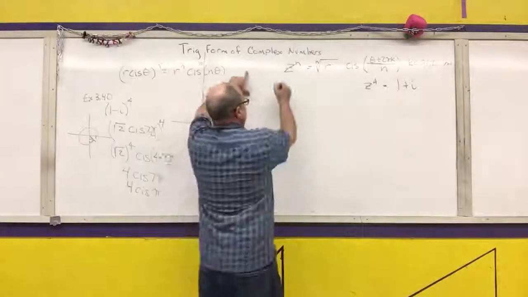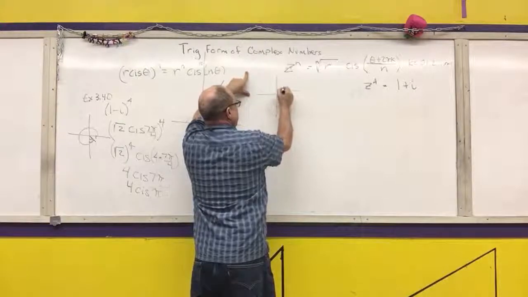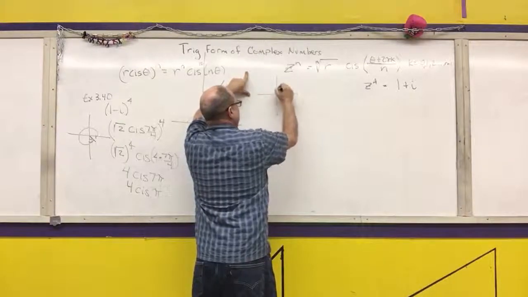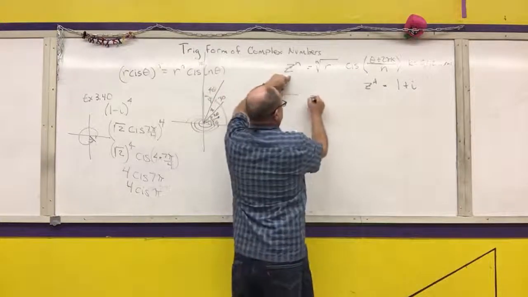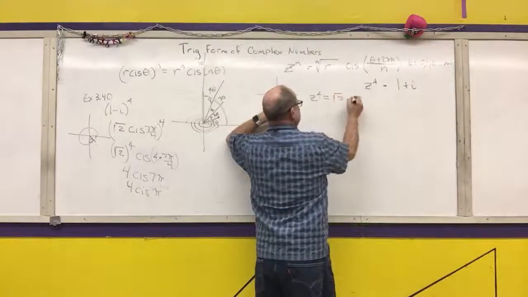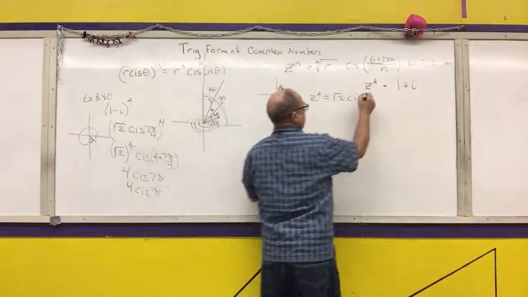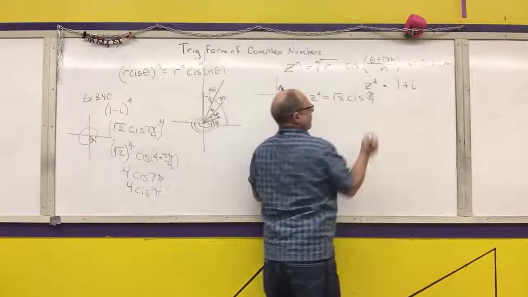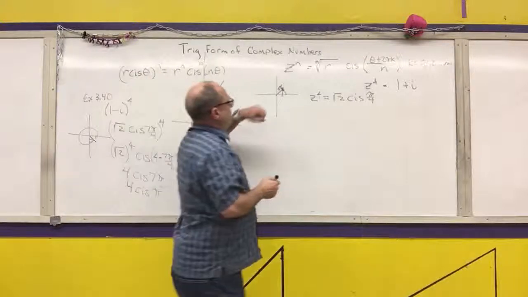So, I'm going to go one horizontal, one vertical. There's my point. r is the square root of 2. So I'm going to write z to the fourth equals the square root of 2 cis pi fourths. Again, why we need to know our unit circle. So I'm going to raise everything to the 1/4 power.